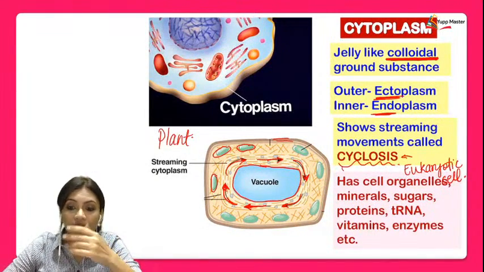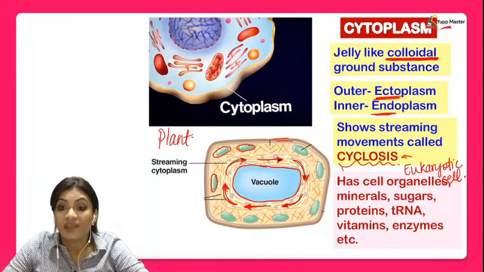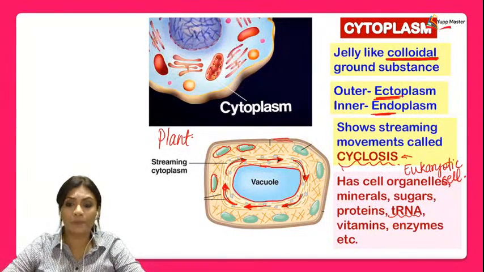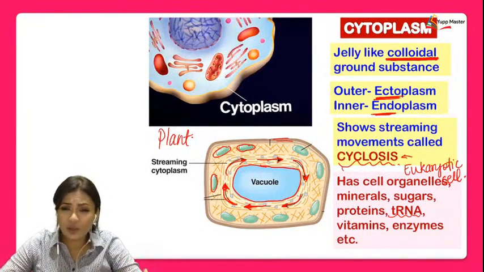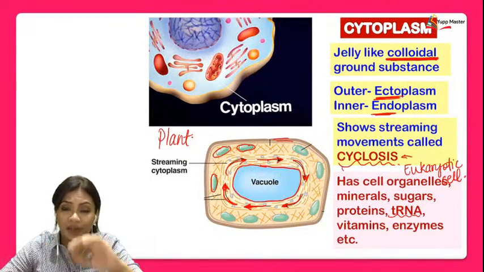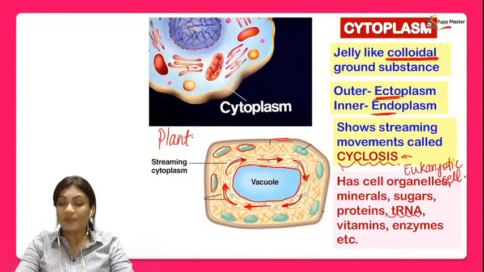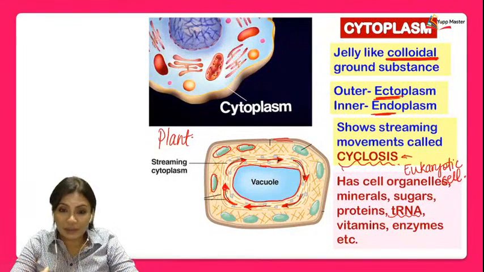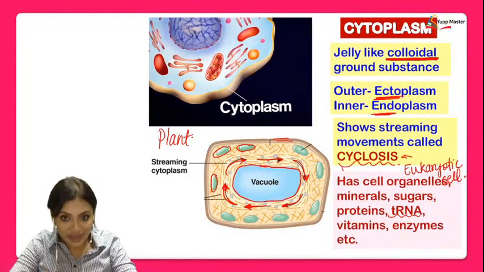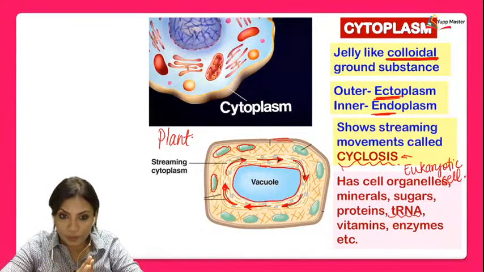So here we see that the cell organelles are there, minerals are there, sugars are there, proteins are there. Then there's also going to be genetic material like tRNA. What is it going to do? It's going to be transporting substances outside and inside the nucleus. So tRNA is there, vitamins are there, enzymes are there. Why do you need these enzymes? Because remember, I told you many of the metabolic activities are happening here inside the cell, and those metabolic activities require enzymes, and those enzymes could be found in the cytoplasm. So that was all about cytoplasm.